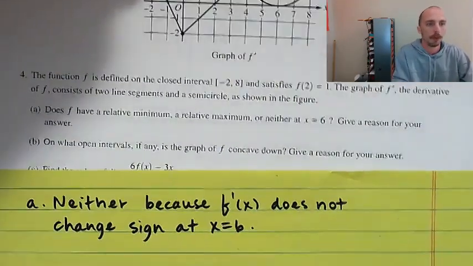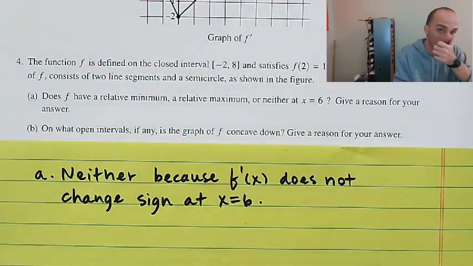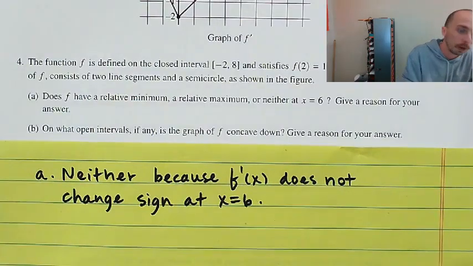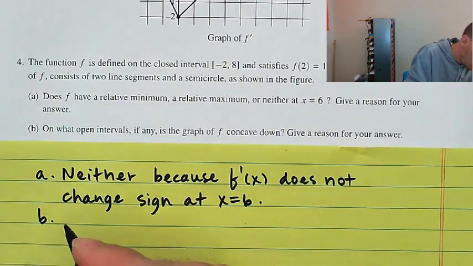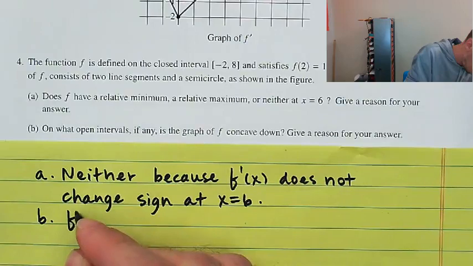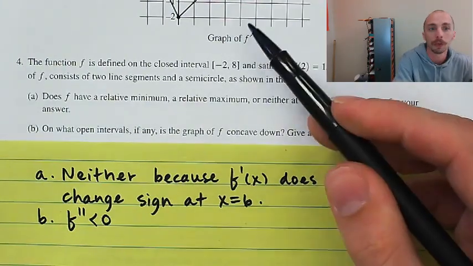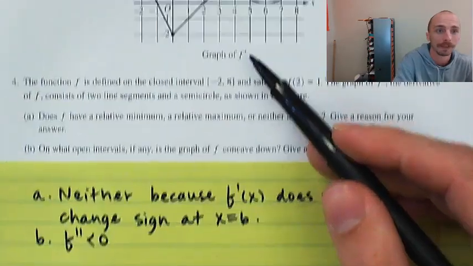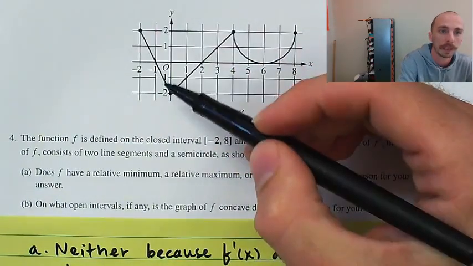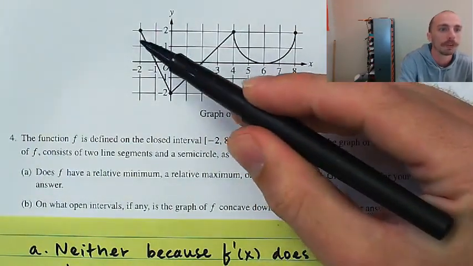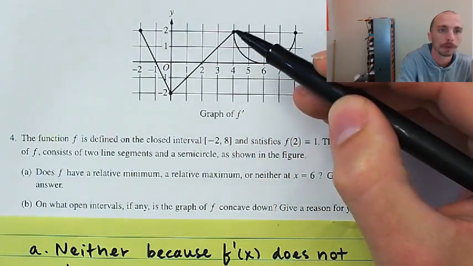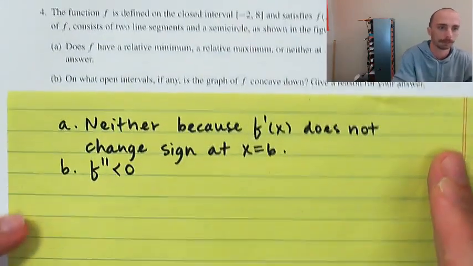Okay, on what open intervals, if any, is the graph of f concave down? Well, concave down is where the second derivative is less than 0. So I'd say f double prime is less than 0. Well, any place where the slope of f prime is negative. So I'm seeing a negative slope here and a negative slope there. So I'm going to say from -2 to 0 and from 4 to 6.